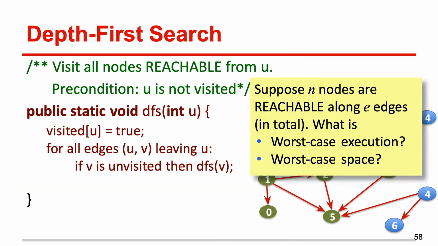This is a good question. Suppose n nodes are reachable among the E edges. What is the worst case execution time and worst case space for DFS in this case? Okay, I can give you the answer and you can think about it afterwards. The worst case time complexity is O of V plus E, the number of nodes plus the number of edges. And the worst case space is O of V, because in DFS you go through every node, and at most the most layers you can have is the number of nodes.